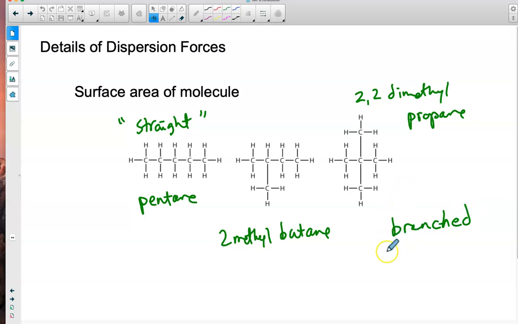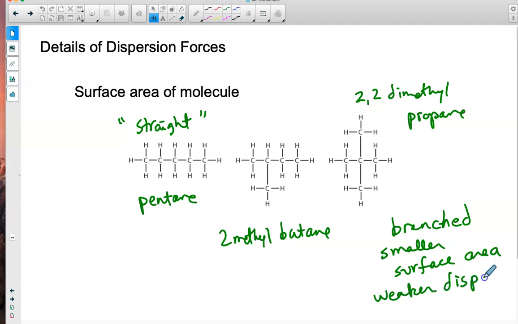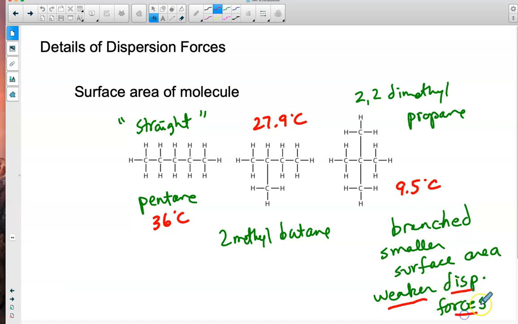And when you have branched hydrocarbons, there's smaller surface area. So there's weaker dispersion forces. And we can see the result of this in the differences in boiling points. See from the boiling points that as the molecule gets more branched and gets a smaller and smaller surface area, the boiling point gets smaller and smaller, which means that it's easier to boil it, which corresponds to weaker dispersion forces.